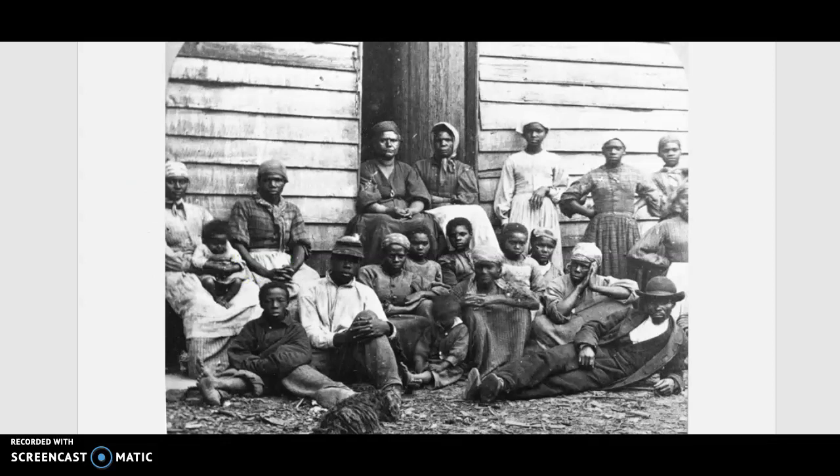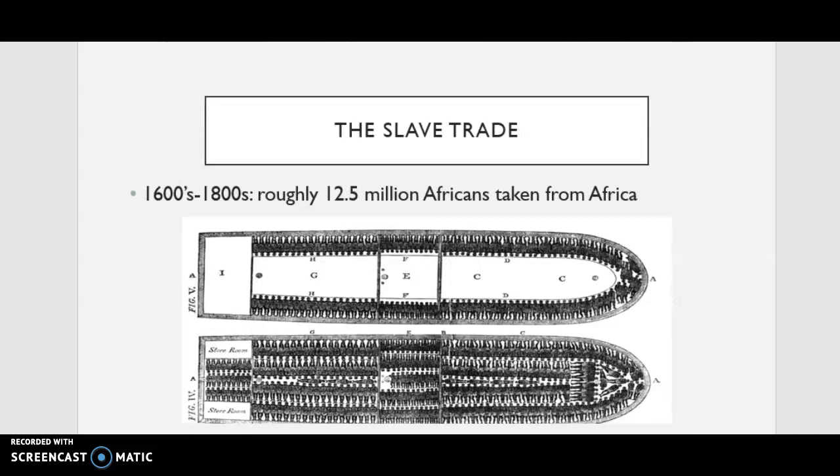We'll look at many images of slavery and of the Civil War era, this being one, many powerful images throughout this mini unit. So we need to talk about the slave trade. Between the 1600s and 1800s, roughly 12.5 million Africans were taken from Africa. 12.5 million people. And most of the time they were taken in these large ships as part of the slave trade.